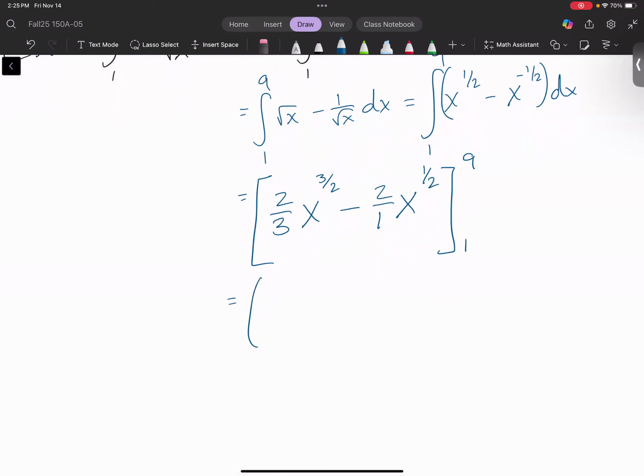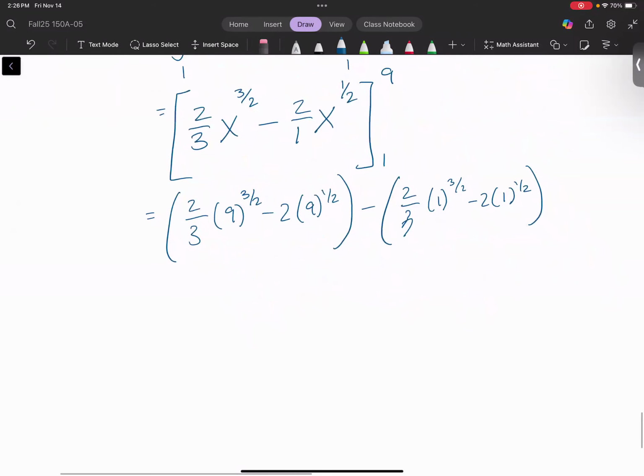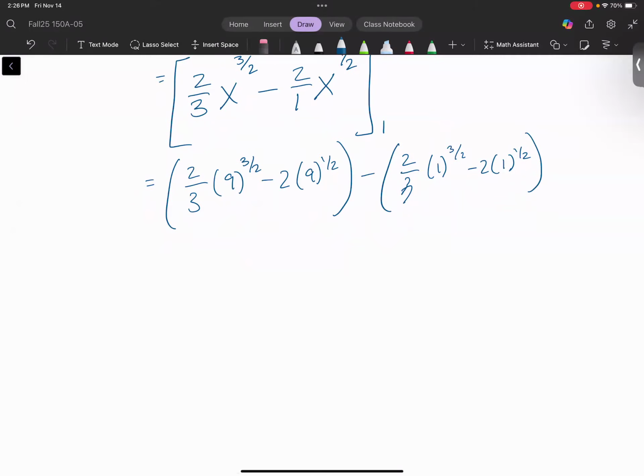So we can plug in. This is 2/3, 9 to the 3 halves, minus 2, 9 to the half. I plugged in 9 everywhere. Then I'm going to plug in 1 everywhere and subtract that result. All of this is possible to do without your calculator. I would recommend trying it, to keep your algebra skills good. So I'll show you all the work. Of course, at any step you could jump in and use your calculator.